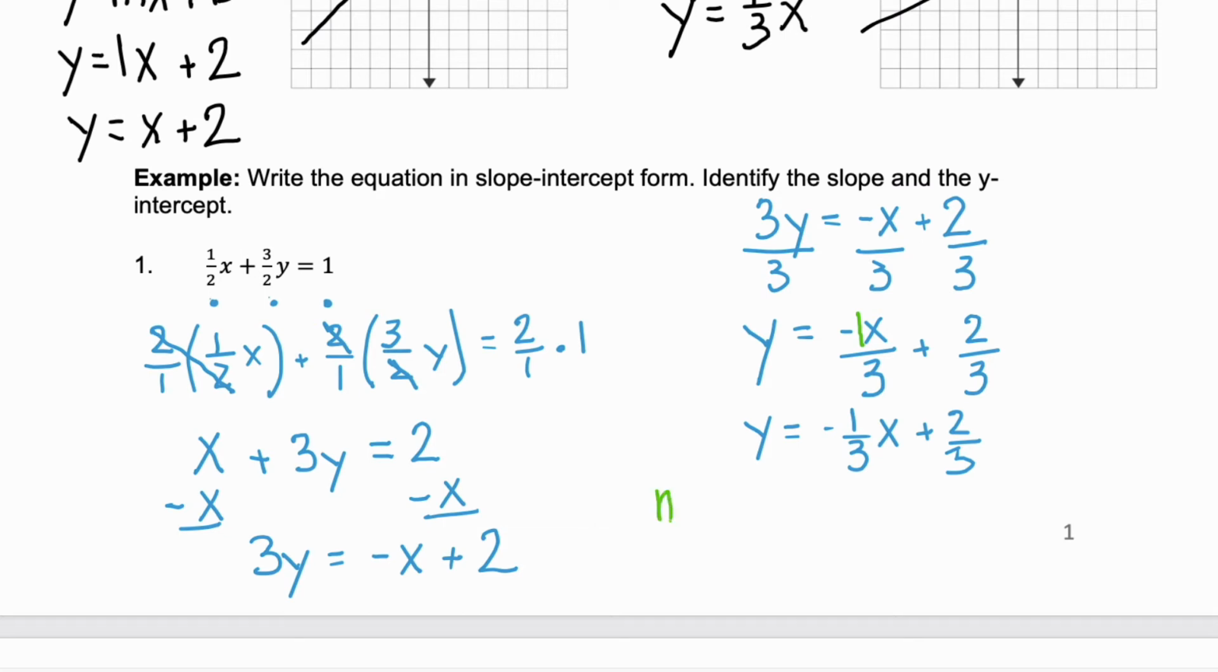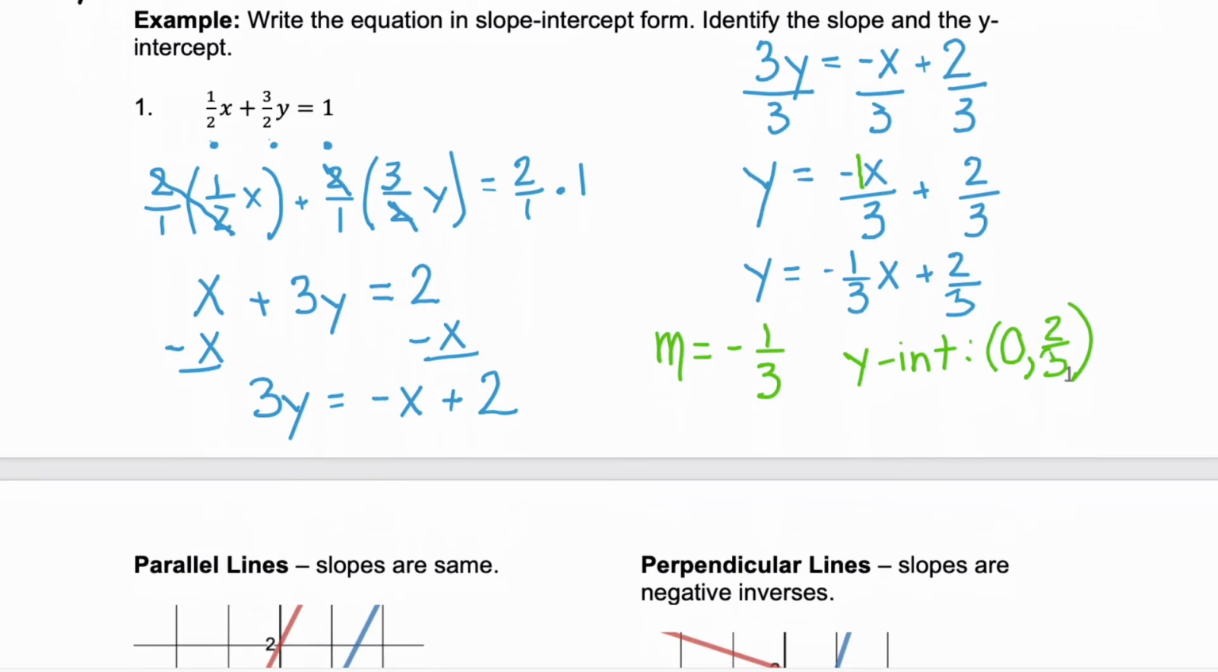So our slope is always the value in front of the x, which here is negative 1/3. And then your y-intercept is always a point, 0, and then b. b is the constant by itself, 2/3. So there, we've rewritten the equation in slope-intercept form, and we've identified the slope and the y-intercept.